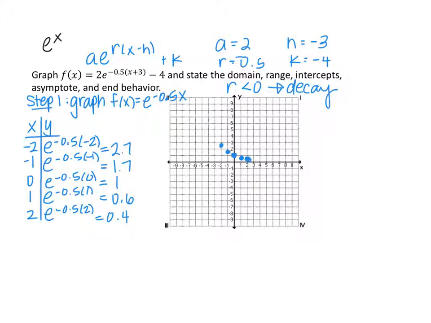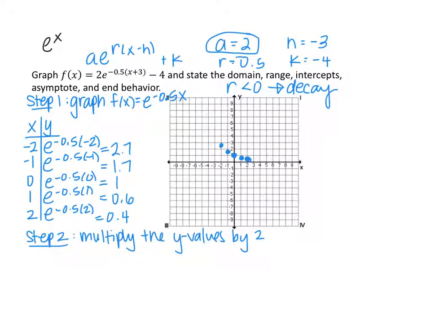So the second step is to multiply all the outputs by a, the number being multiplied in front of the function, and that is 2. Okay, so I'm just going to do that right in the table. I multiply the y values by 2. So 2 times 2.7, that's 5.4. 2 times 1.7, we get 3.4. 2 times 1 is 2. 2 times 0.6 is 1.2. And then 2 times 0.4, we get 0.8.